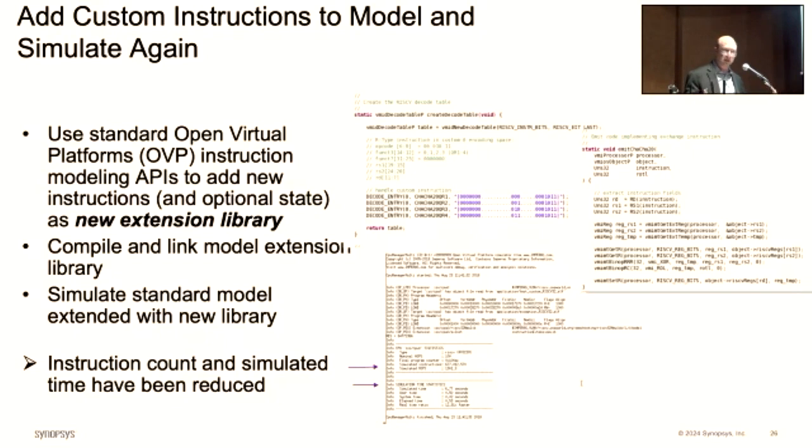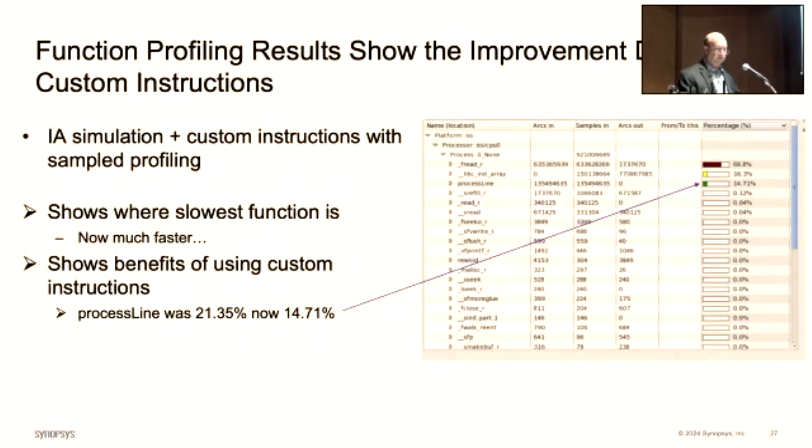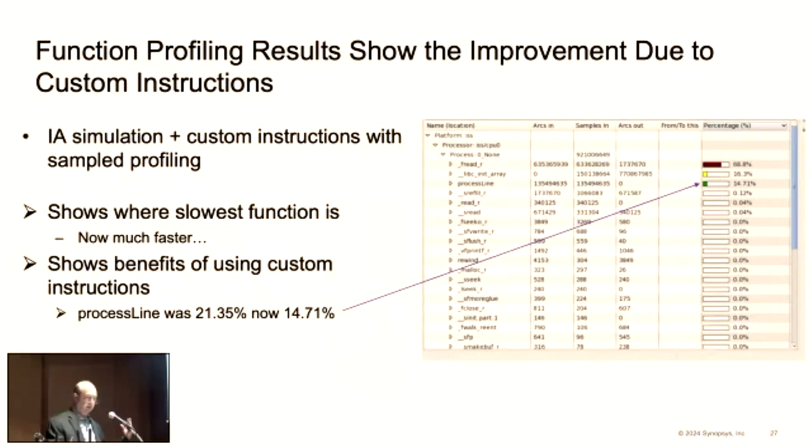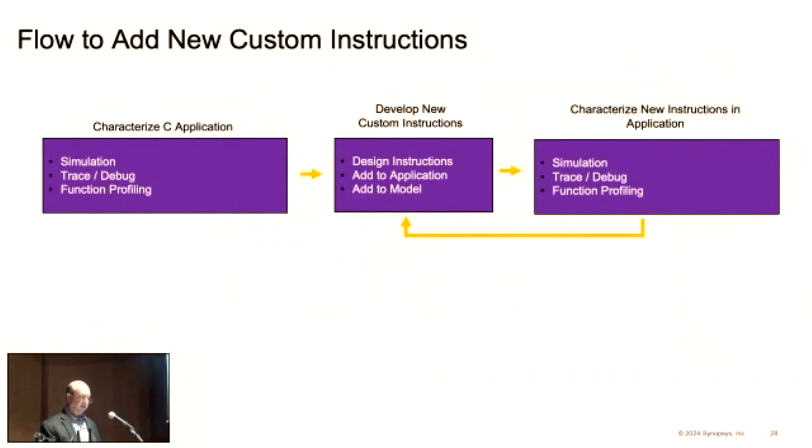Even though there is no timing information in here, this is an indication that we have made the processor more efficient. And now if we look at function profiling, we can see that the process line function was reduced from 21.35% to 14.71% of the execution time. So we've significantly impacted the bottleneck. So now we can continue this approach and iterate on the custom instructions.